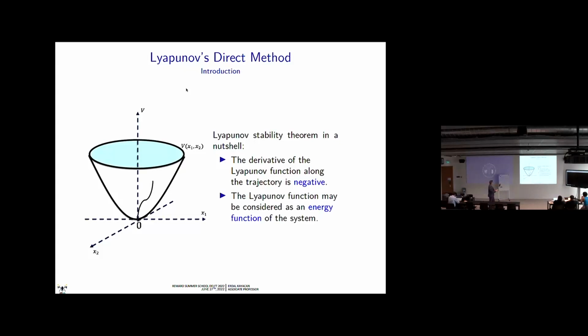And if you can show me that the derivative of this function is always negative along the trajectory, then it will mean something to me. The function may be considered as the total energy of the system. Actually, it could be defined as literally the energy of the system, if you have a mechanical system or electrical system, but it doesn't have to be. You can also suggest an entirely other function. It's not energy, but it will be an energy-like function.